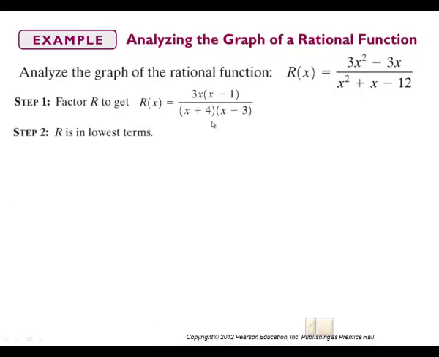Okay, analyzing the graph of the rational function. All right, now here we factor the numerator, factor out the common factor. We get an x minus 1 here, x plus 4, x minus 3. Nothing cancels, so we know that we're not going to get a hole. So we see that our vertical asymptotes come from the denominator equal to 0.